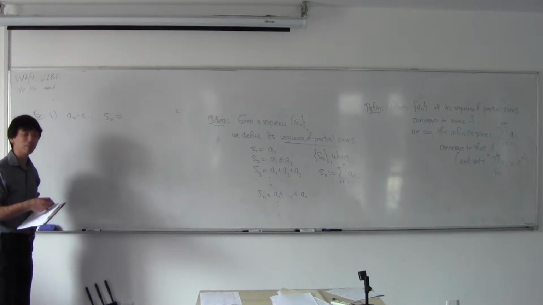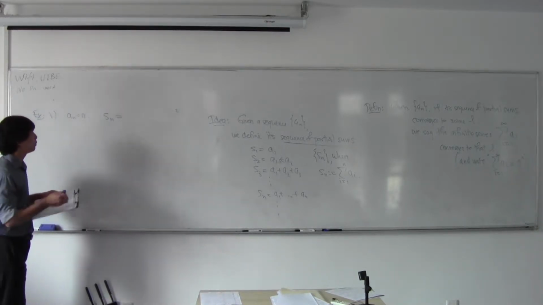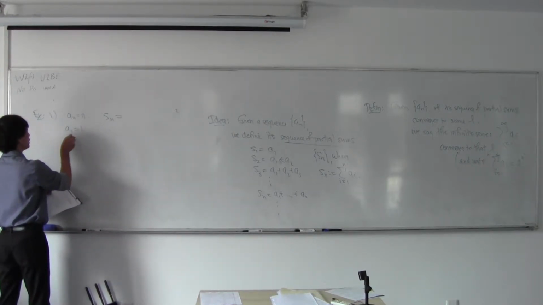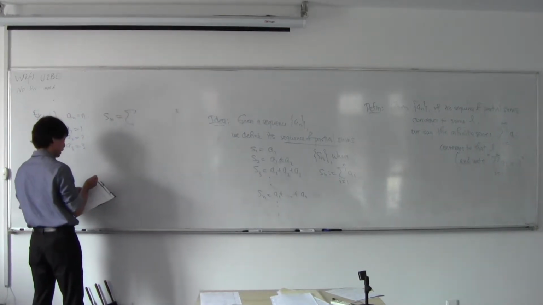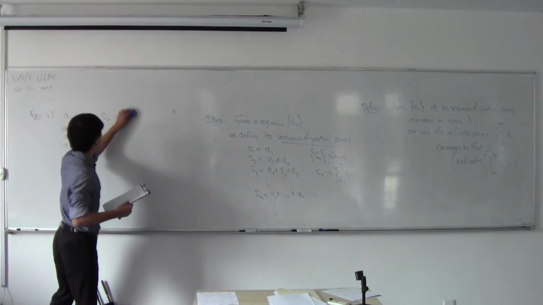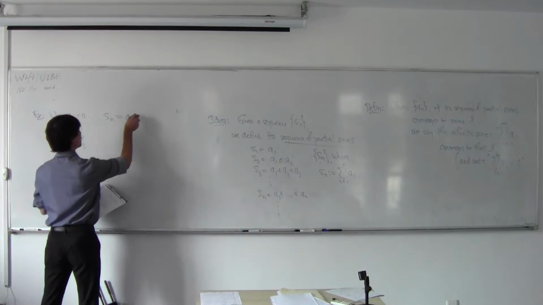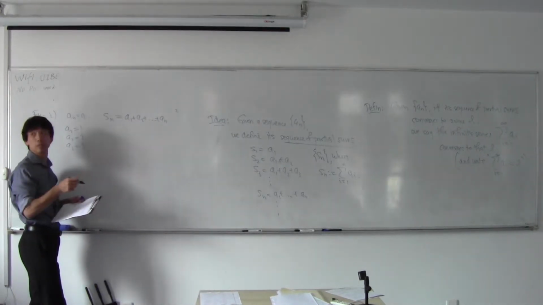And factorial? No, it's not factorial. Here you've got A1 is 1, A2 is 2, A3 is 3. S sub n, remember, is the sum of the first n terms. It's the partial sums, so it'll be A1 plus A2 plus up to An.